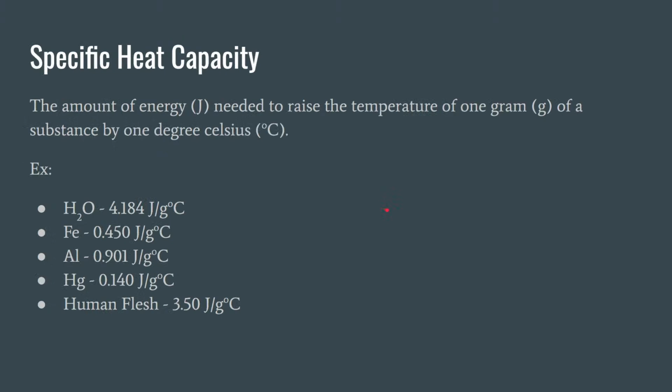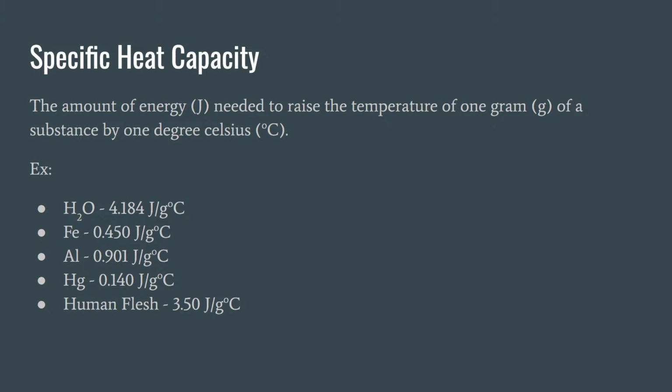Okay, so specific heat capacity: the amount of energy, measured in joules, needed to raise the temperature of 1 gram of a substance by 1 degree Celsius. That's why it's called a specific heat capacity. The specific means that we're talking about 1 gram of the substance. Water has a very high specific heat capacity, 4.184 joules per gram degree Celsius. Whereas iron, aluminum, and mercury are much, much lower: 0.45, 0.9, 0.14.